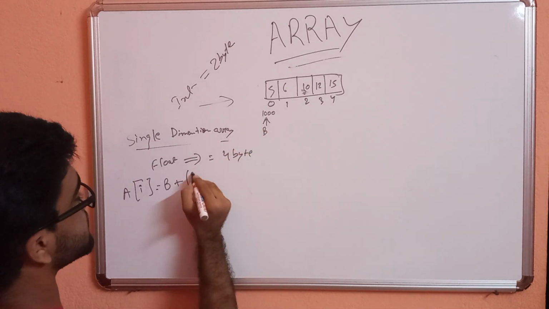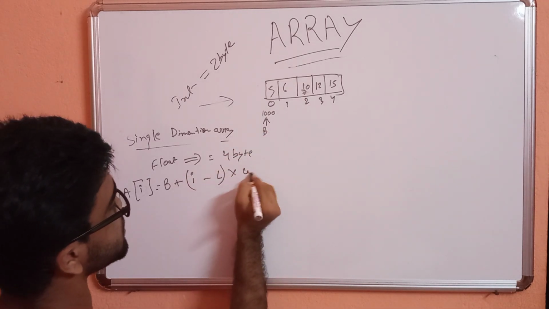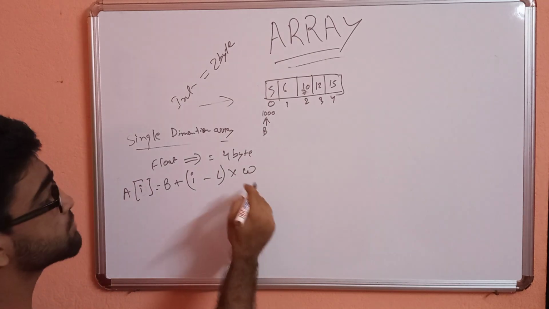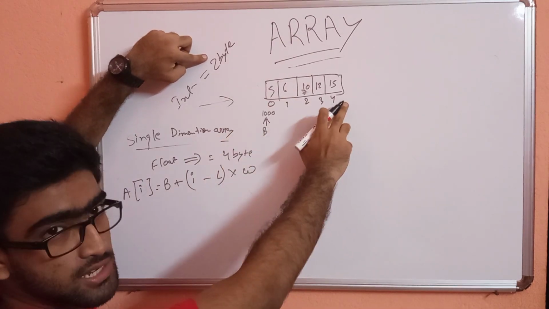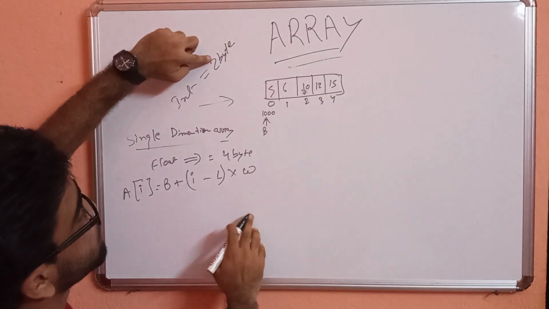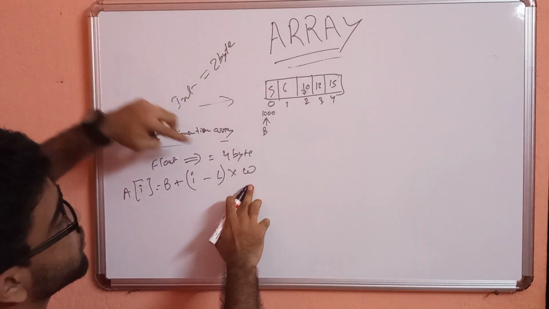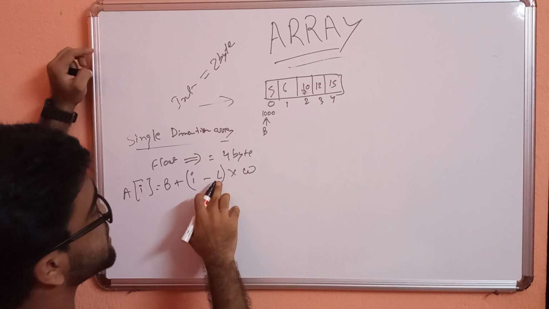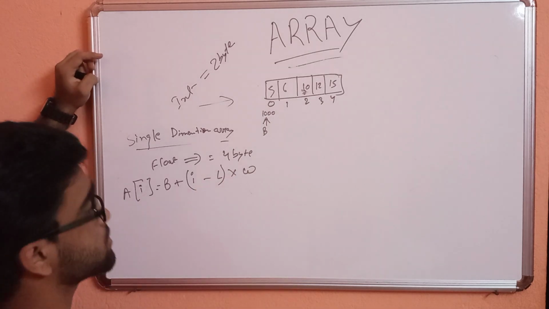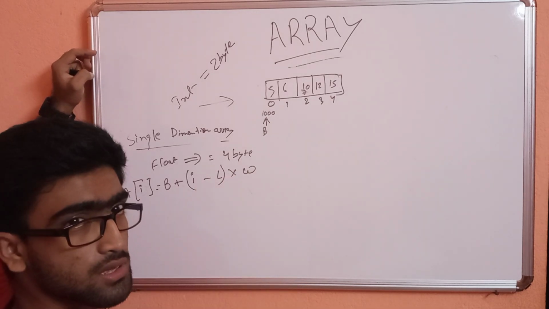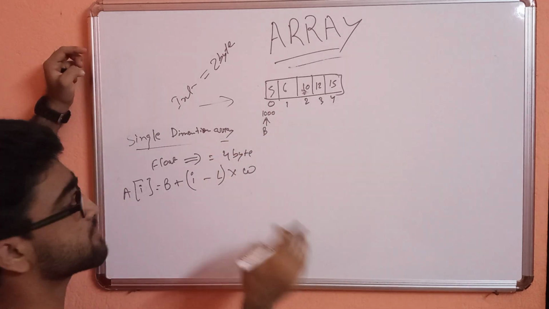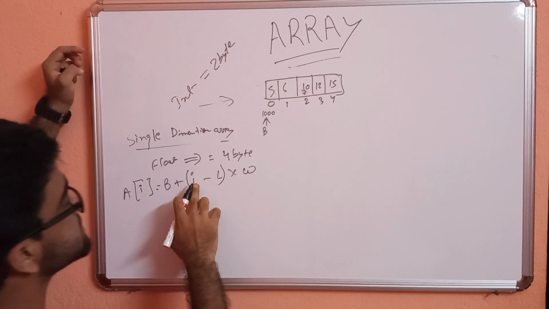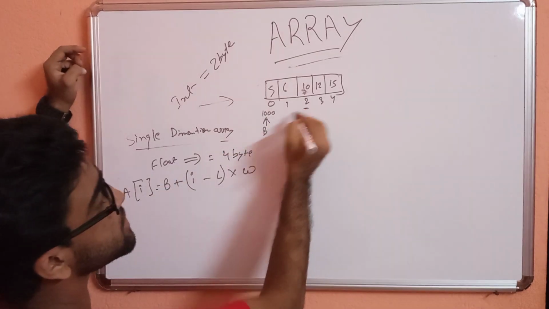This will be I minus L into W. What is W? W is the weight. Here it is an integer type array, that's why it will be 2. If it is a float, then it will be 4. And what is L? The lower bound of an array. If nothing is given in the question, then always consider 0 as the lower bound. If it is given, then you will put that. I is 2 here.